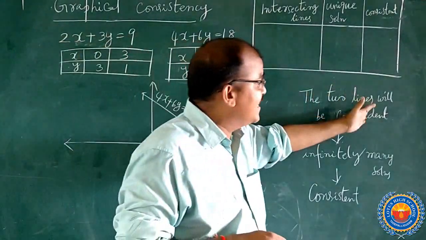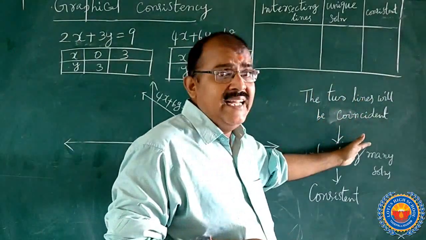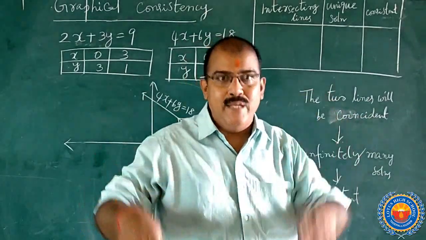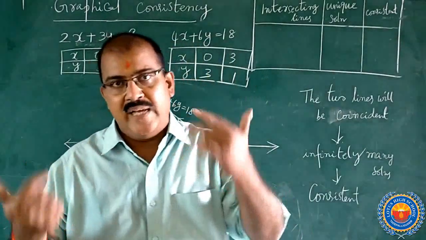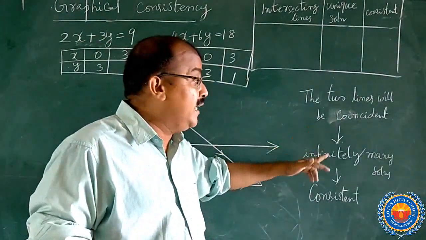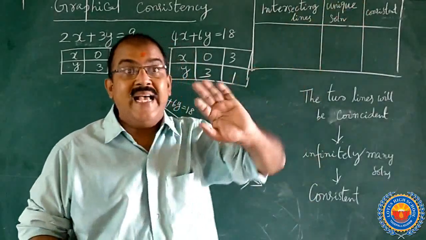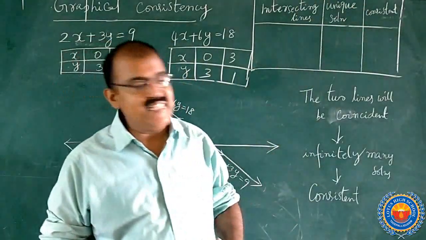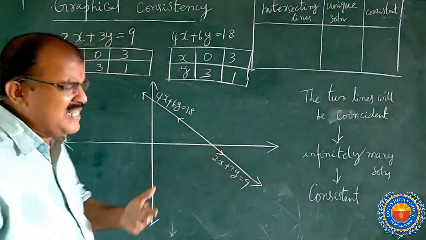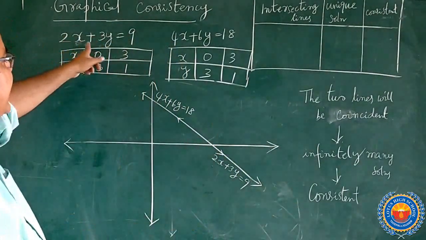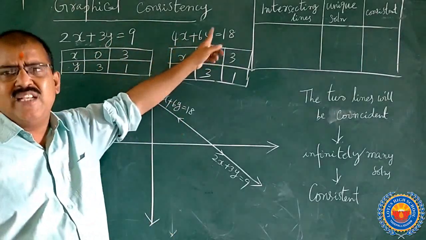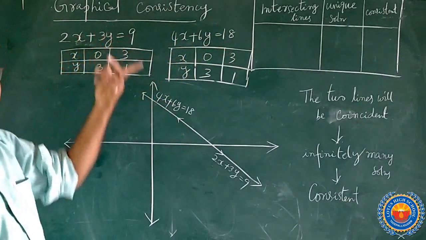If the 2 lines are coincident, that is nothing but overlap, we can say there are infinitely many solutions. If there are infinitely many solutions, we can say the system is consistent. The 2 lines are coincident. In this case, by seeing alone you can understand. You see, these 2 equations are the same. This is 4x plus 6y is equal to 18, and this is also 4x plus 6y is equal to 18 only.